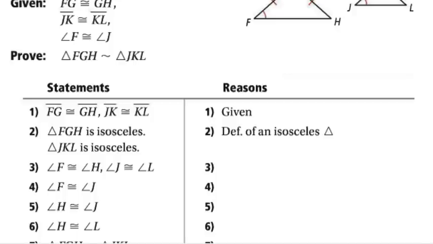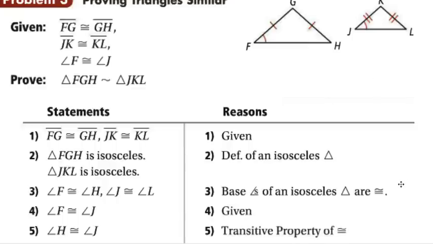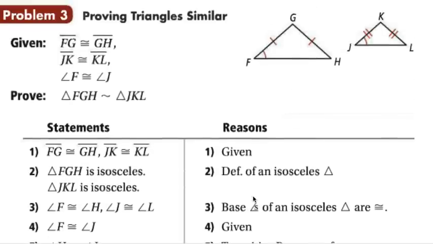Angle F is congruent to angle H and angle J is congruent to L. Angle F is congruent to H because of being an isosceles triangle, and the base angles are congruent in isosceles triangles. So F is congruent to H. L is also congruent to J. But these two are congruent, F and J. They were given. So why would H and J be congruent? Well, that's the transitive property. So H is congruent to L, also by the transitive property. So the triangles are similar by the angle-angle postulate.